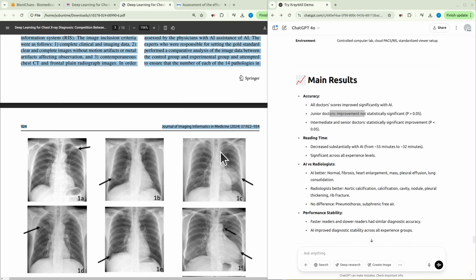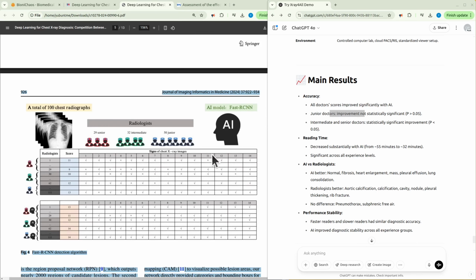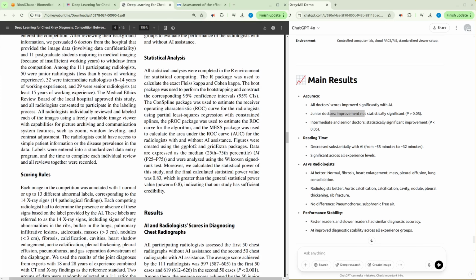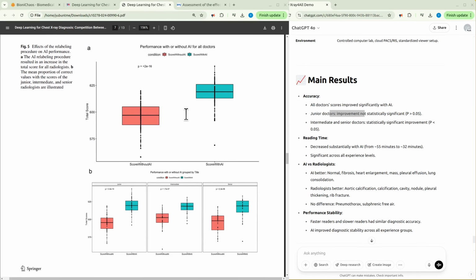What conclusions can be made about the differences between senior, intermediate, and junior radiologists? From the study's findings, we can draw several conclusions about the differences between senior, intermediate, and junior radiologists. 0. Impact of AI assistance on different experience levels.